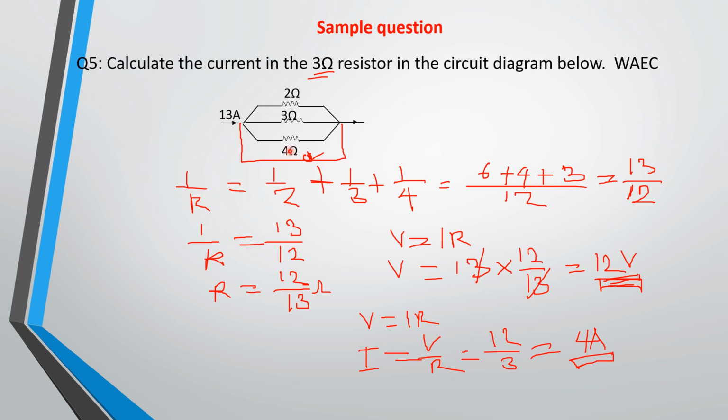You can use this method now. Solve for the current for the 2 ohm resistor, solve for the current for the 4 ohm resistor, and then add them up together. They should give you 13 amps. Okay, so these are the methods of solving problems in current electricity.